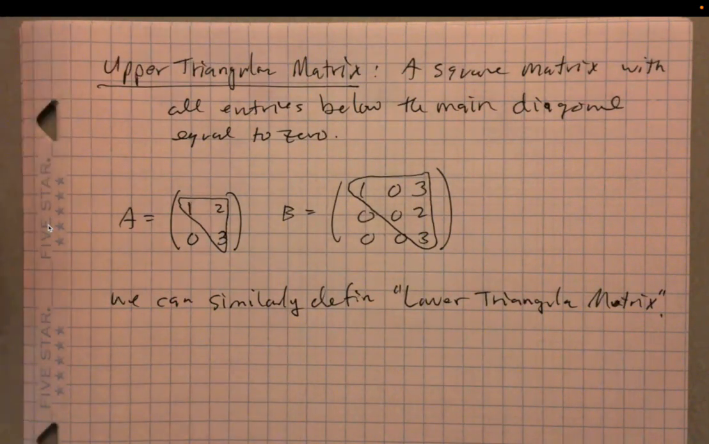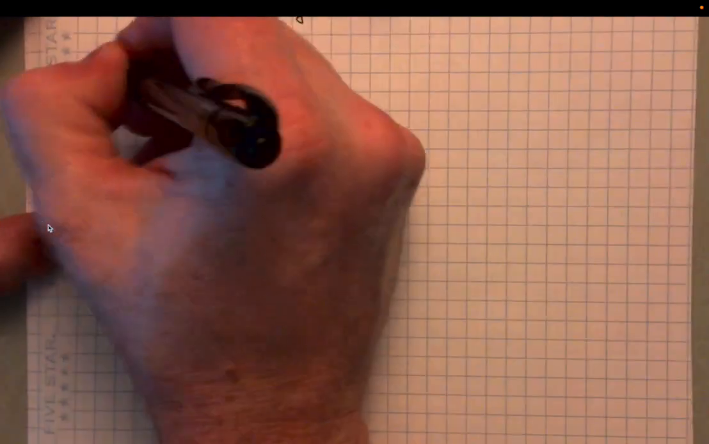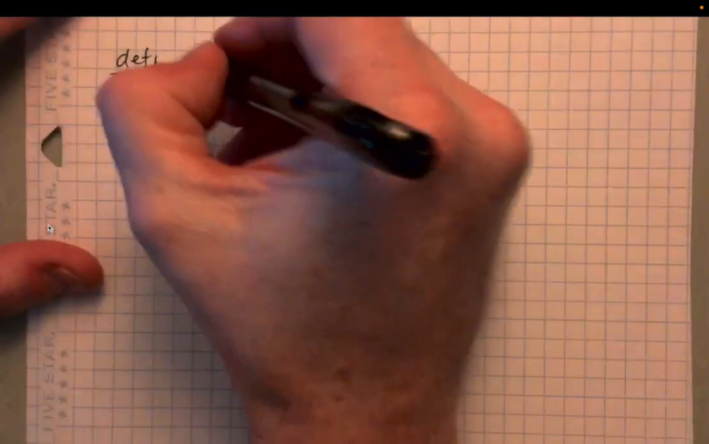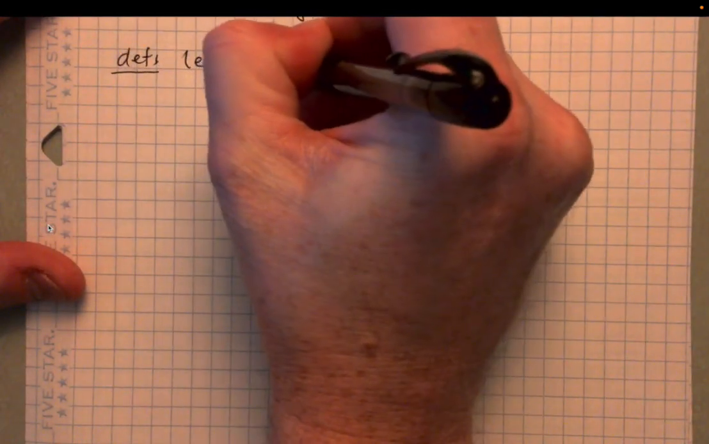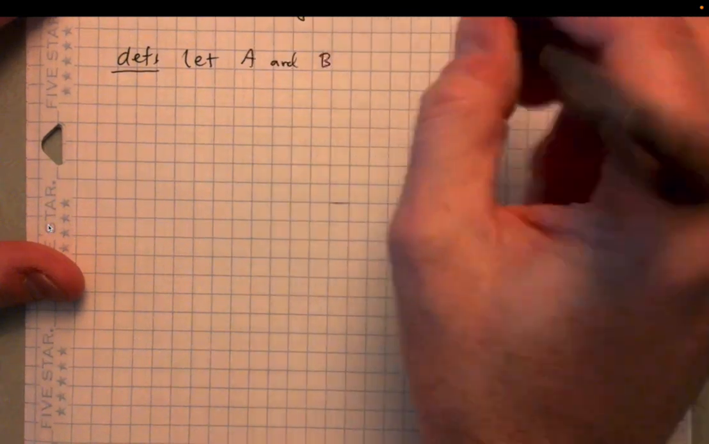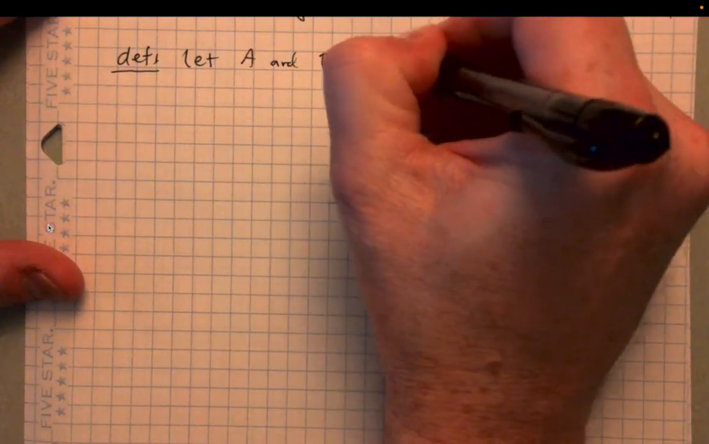Now let's talk about operations with matrices. How do we, for example, add matrices? If I have two matrices and I want to add them together, how do I do that? Well, let's define that. Let A and B both be m by n matrices.